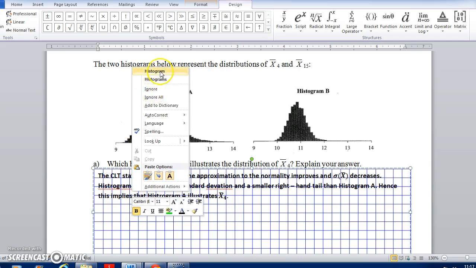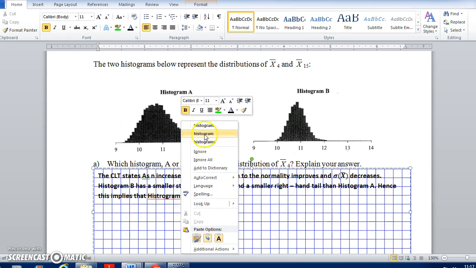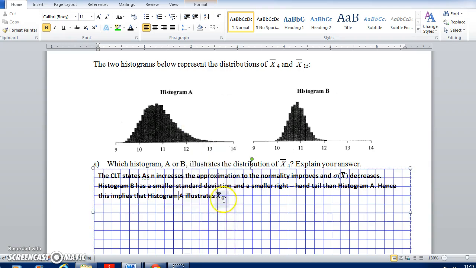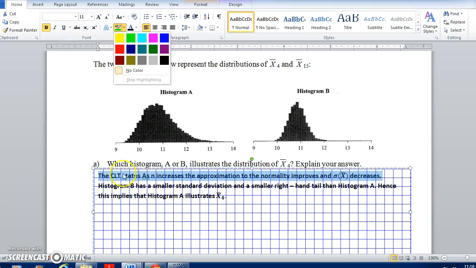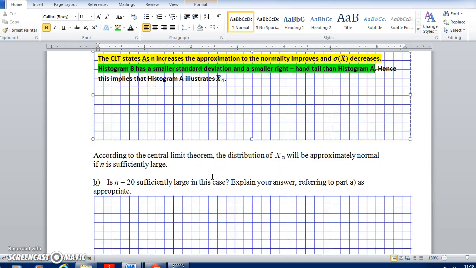I'll just fix up the fact that I can't spell histogram and I can't spell the deviation. It's not so good when you're a year 12 math studies teacher, but anyway, so we've stated what the central limit theorem says here. We've then made a comment about our histograms here, and then we've drawn a conclusion in the final sentence there.